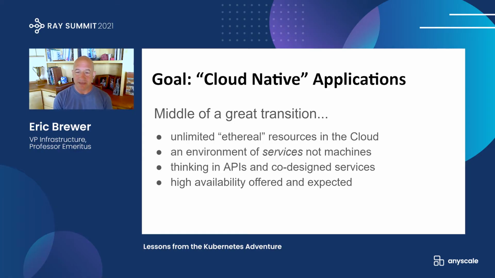So my bigger goal in general is to make it possible to build cloud-native applications. And we're in the middle of this transition. It's about 5 years in. I would say it starts with the view that there's infinite resources in the cloud, and you can get them quickly and as many as you like. We tend to think about services and not machines. We tend to think about APIs and co-design and how we want our services to work together. And finally, we expect that we'll have high availability for everything we depend on and everything we offer. So that's our goal. How do we build those kinds of applications?